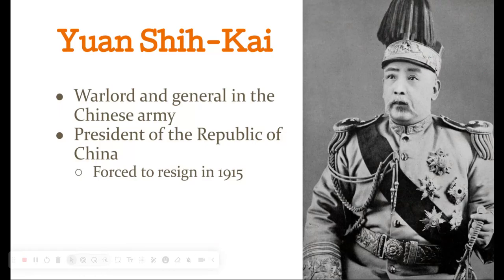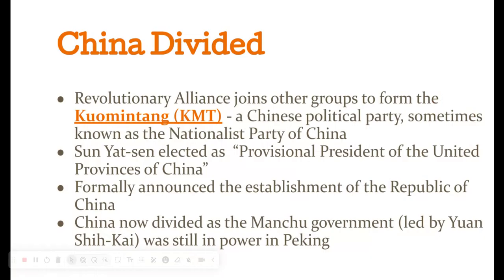Now we have Yuan Shikai, who was a warlord and general in the Chinese army. He was also the president of the Republic of China and was forced to resign in 1915. Now, China was divided, so there were many warlords from all different parts taking over control, which led to many wars. The KMT, the Kuomintang, formed, and it was a Chinese political party, also referred to as the Nationalist Party of China. Sun Yat-sen was elected as the provisional president of the United Provinces of China and formally announced the establishment of the Republic of China.